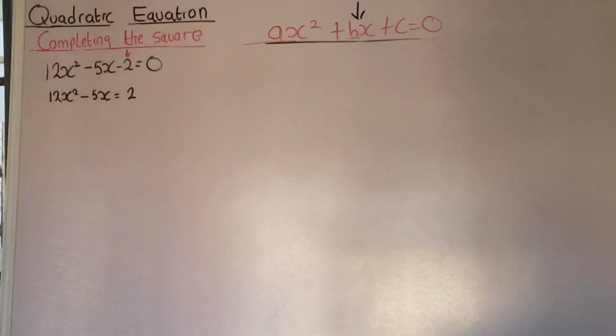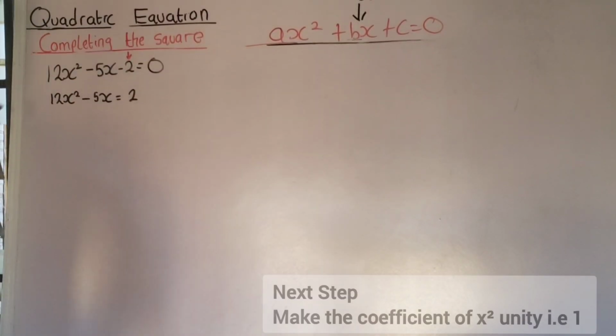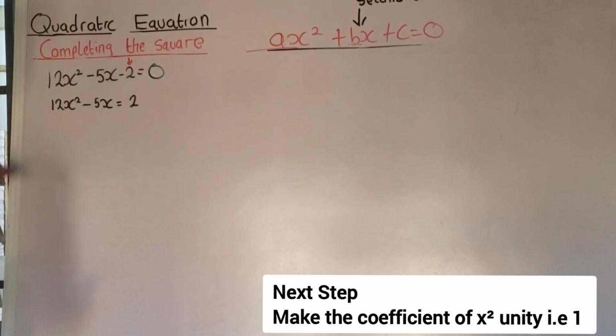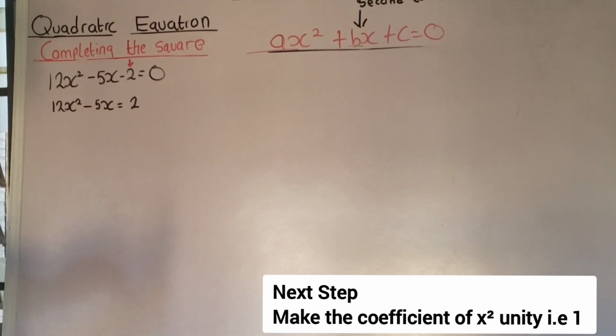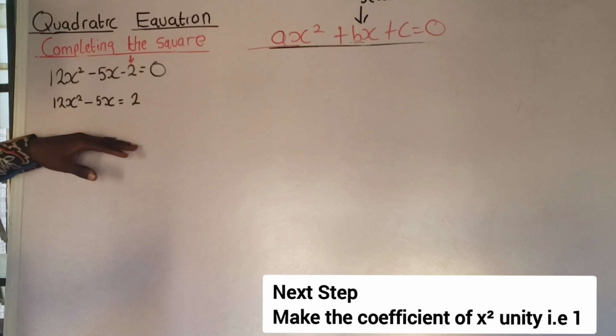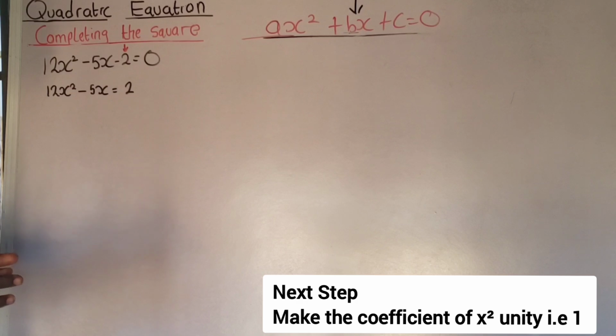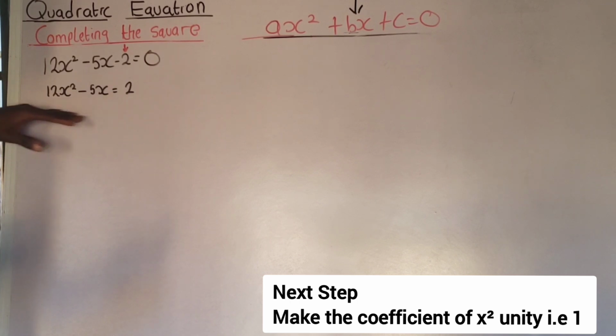Okay. Now, after taking the constant term to the right hand side of the equation, the next step is to check the coefficient of the highest power of the unknown in the quadratic equation. That coefficient is 12. If it is 1, there is no need to divide all through by the coefficient. We want to make the coefficient of x squared 1, we want to make it unity. So, in an attempt to do that, I'm going to divide this equation by 12.